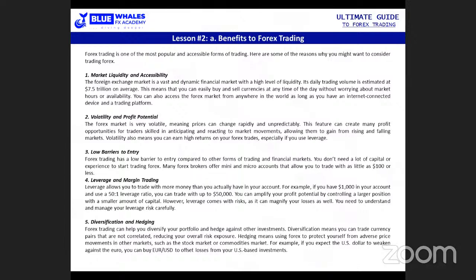There's volatility and profit potential. The Forex market is very volatile, meaning price can change rapidly and unpredictably. This feature can create many profit opportunities for traders skilled in anticipating and reacting to market movement, allowing them to gain from rising and falling markets. Volatility means you can earn high returns on your trade, especially if you use the right leverage.